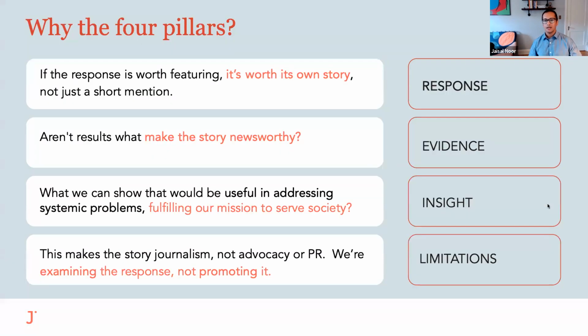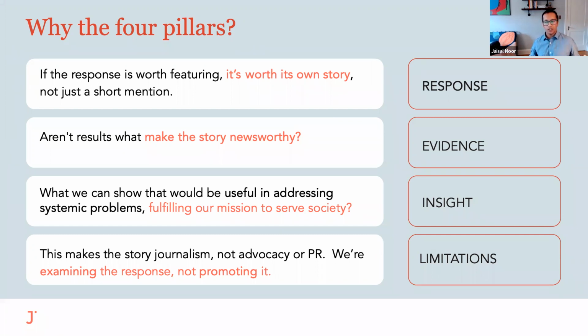And so to review the 4 pillars: the response. It's important because if the response is worth featuring, it's worth its own story, not just a short mention. The response will dominate the story. Evidence: you need evidence to prove that the response is either working or not, and that's really what makes the story newsworthy.